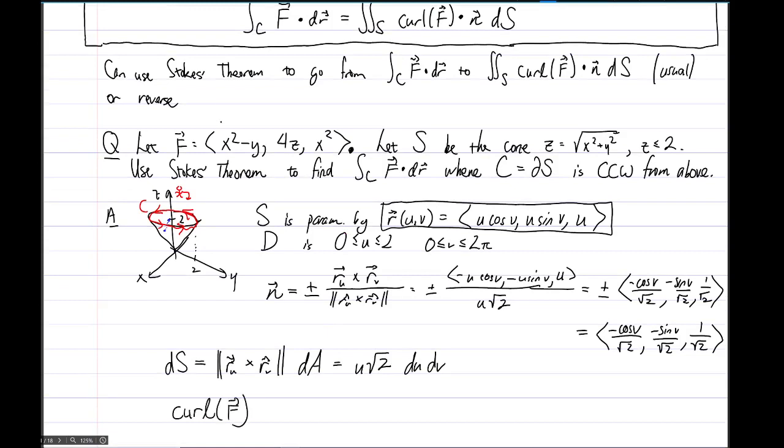So we should take the vector field that's given in the problem, and if we work out the curl of f, again, we'll skip that detail, we'll end up with the following vector field: negative 4, negative 2x, 1. We're going to need to eventually write this in terms of u and v. So let's replace the x that appears here with u cosine of v, and so we'll have negative 4, negative 2u cosine of v, 1.